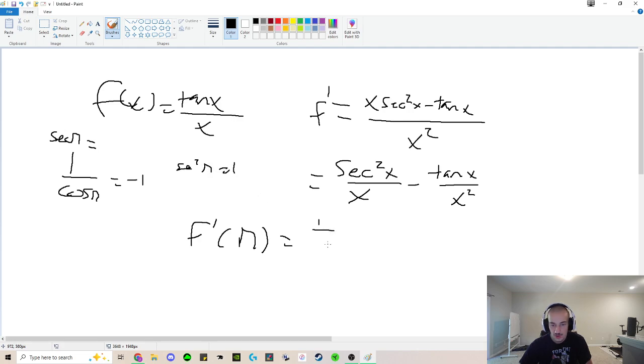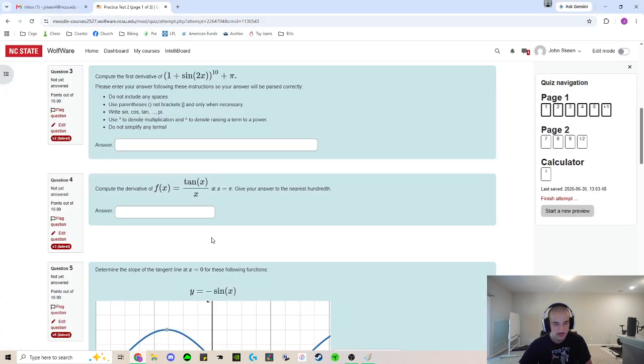So it's going to be 1 over pi minus, what is tangent of pi? Well, tangent of pi is going to be sine of pi over cosine of pi, which is just 0, right? Because sine of pi is 0. Cool. So now we've got 1 over pi, which would be our answer. Okie dokie. So this guy's 1 over pi.